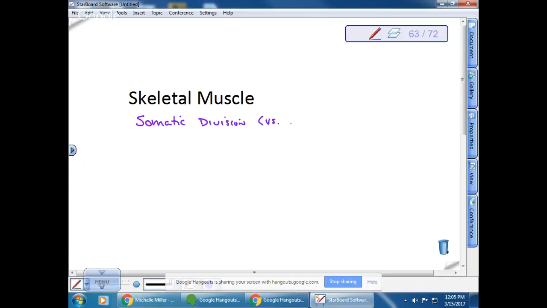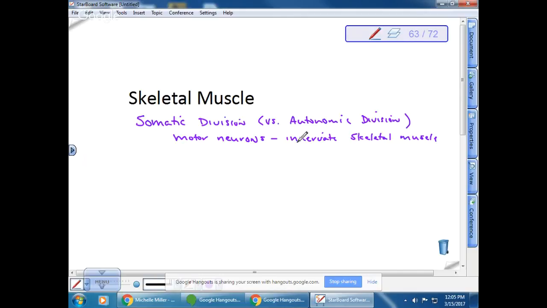So this would be versus autonomic. Okay. So when we talk about the somatic division of the nervous system, this includes motor neurons. So motor neurons innervate skeletal muscle. So in general, this is a conscious part of the nervous system.